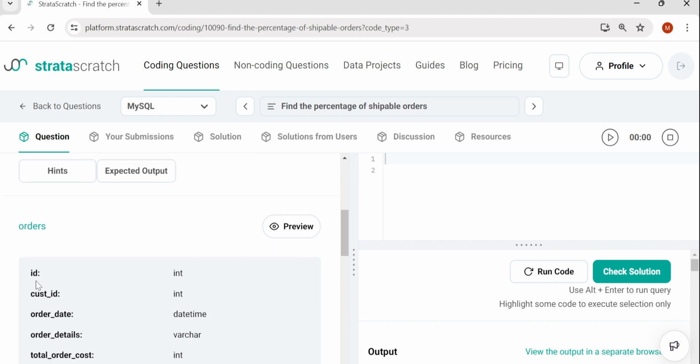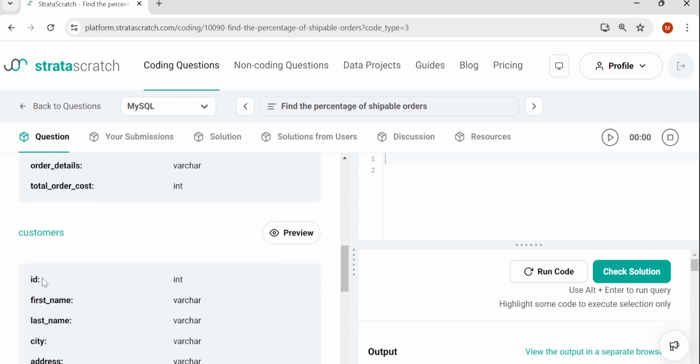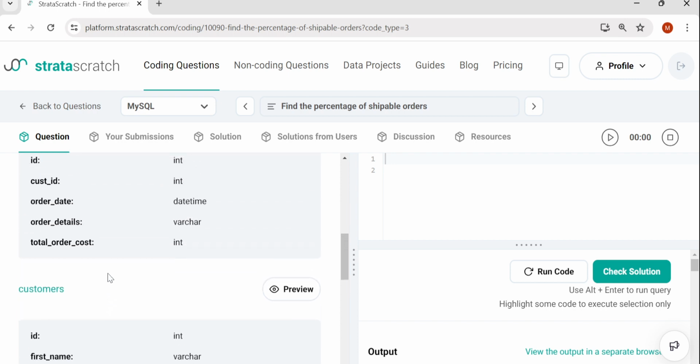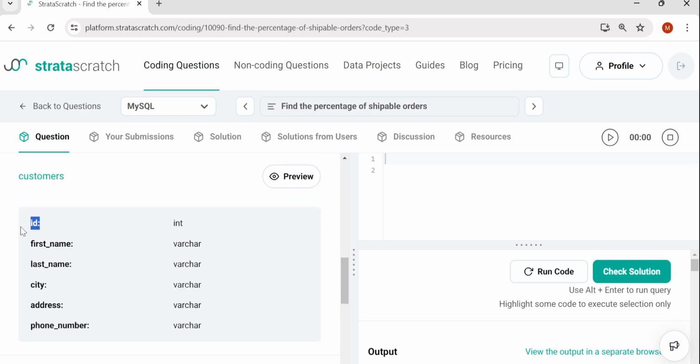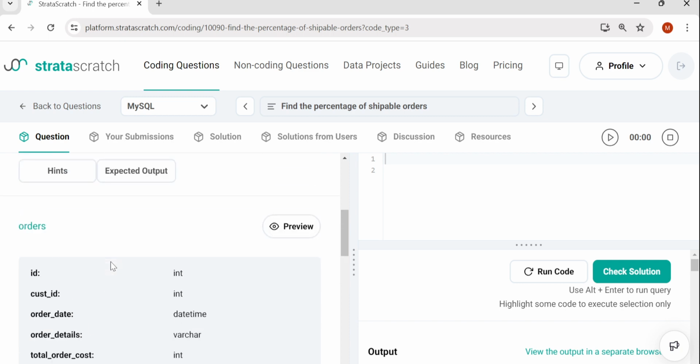So you can see here we have two tables: orders and customers. In the orders table, we have order ID, order details, and customer ID. In the customers table, we have customer ID, customer details, and customer address. So you have to join them on the basis of customer ID, and then find out whether a customer mentioned an address or not. If it is mentioned, then the order is shippable. If it is not mentioned, then the order is not shippable.